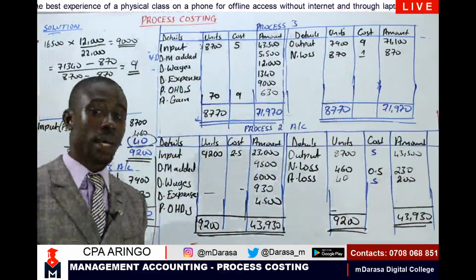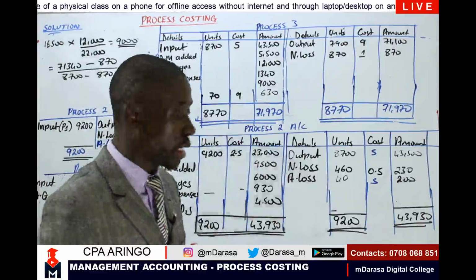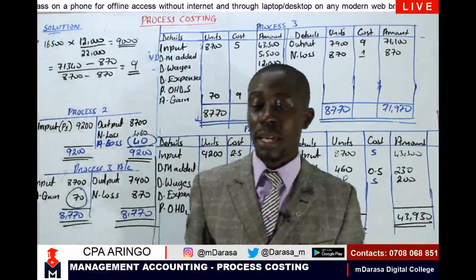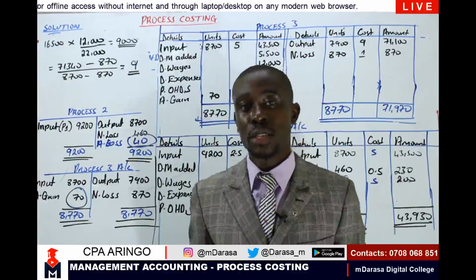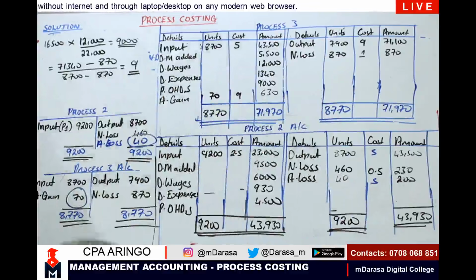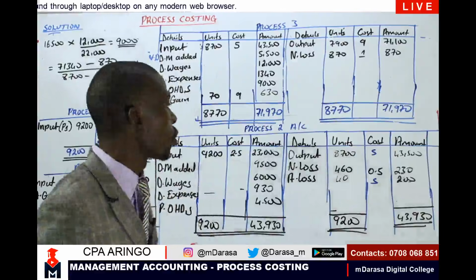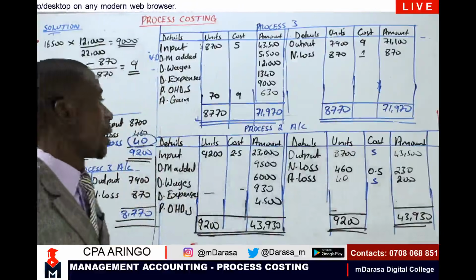So we've prepared all the process accounts, process 1, process 2, process 3. The next bit, the examiner wanted us to compute the abnormal loss and abnormal gain account. So looking at those, we can now confidently prepare that.